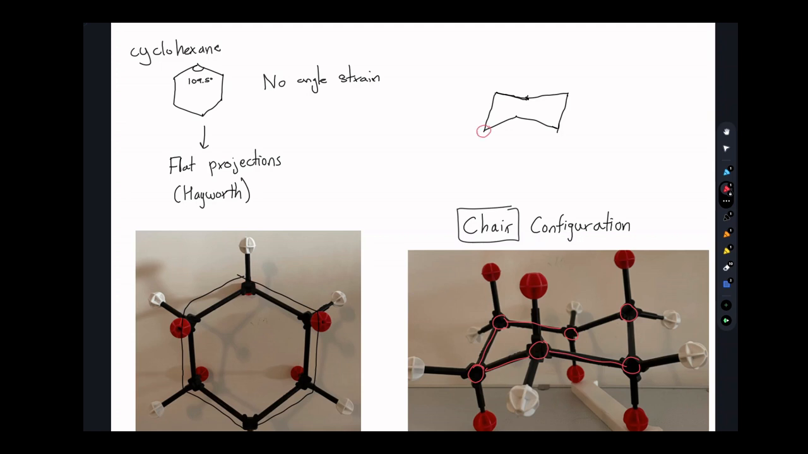So starting from this carbon, we go upwards to this carbon, carbon 2, let's say. Then we move to carbon 3, and carbon 3 goes downwards, and then upwards again, and then downwards, and then upwards. So we have this alternating pattern. That's one important thing to notice about the chair configuration.